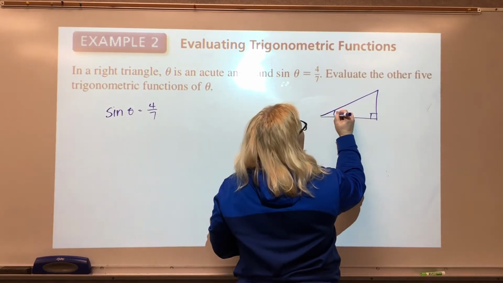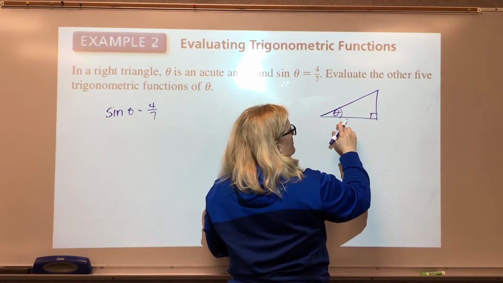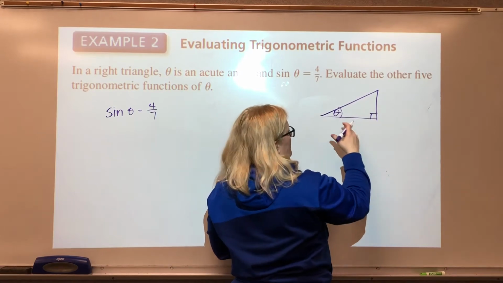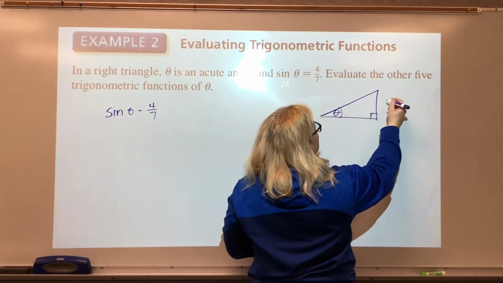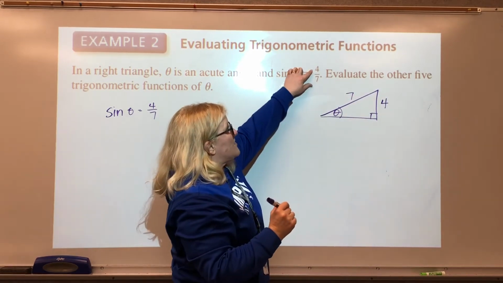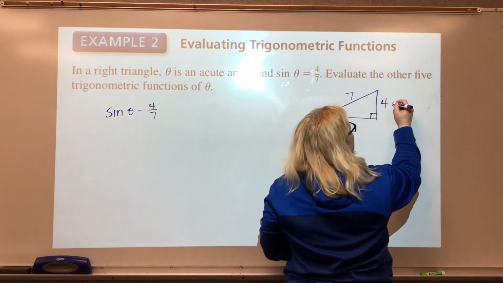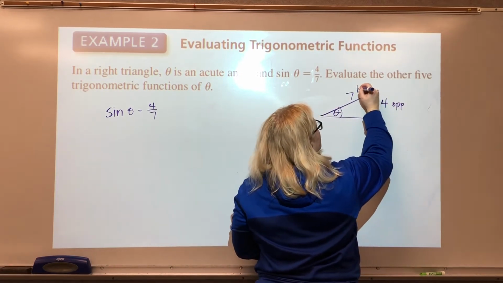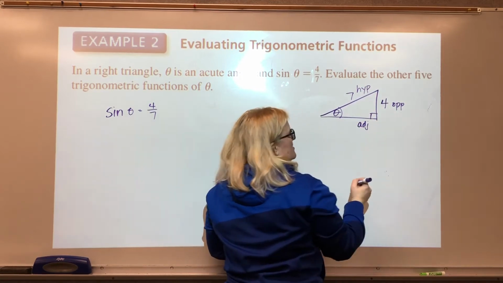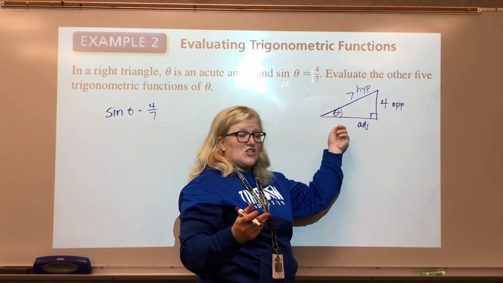So if this is my theta right here, and it could be either one, it doesn't matter, okay? This is just more accurate in terms of the length of the sides. This is my opposite over my hypotenuse, right? 4/7, opposite over hypotenuse. So this is again my opposite side, this is the hypotenuse, this is the adjacent side. So I need to use the Pythagorean theorem again to find this third side.